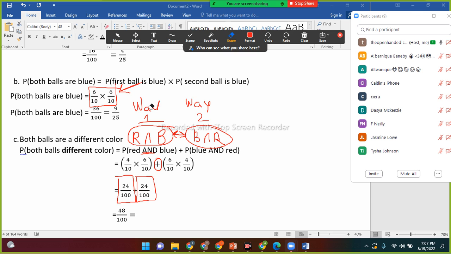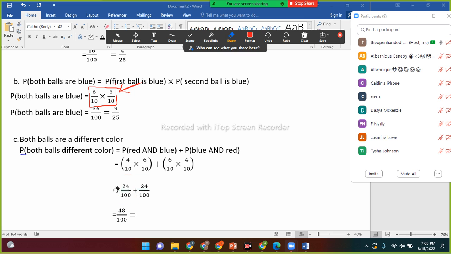Do you understand that differentiation right there? You could get red, blue, or you could get blue, red. You can't get red, blue and blue, red. It's impossible. So we have to add them because they're different and because they're mutually exclusive. Hopefully that clears up something for you. Maybe you can think about it some more, but that's that for that. So what do we divide 48 and 100 by?